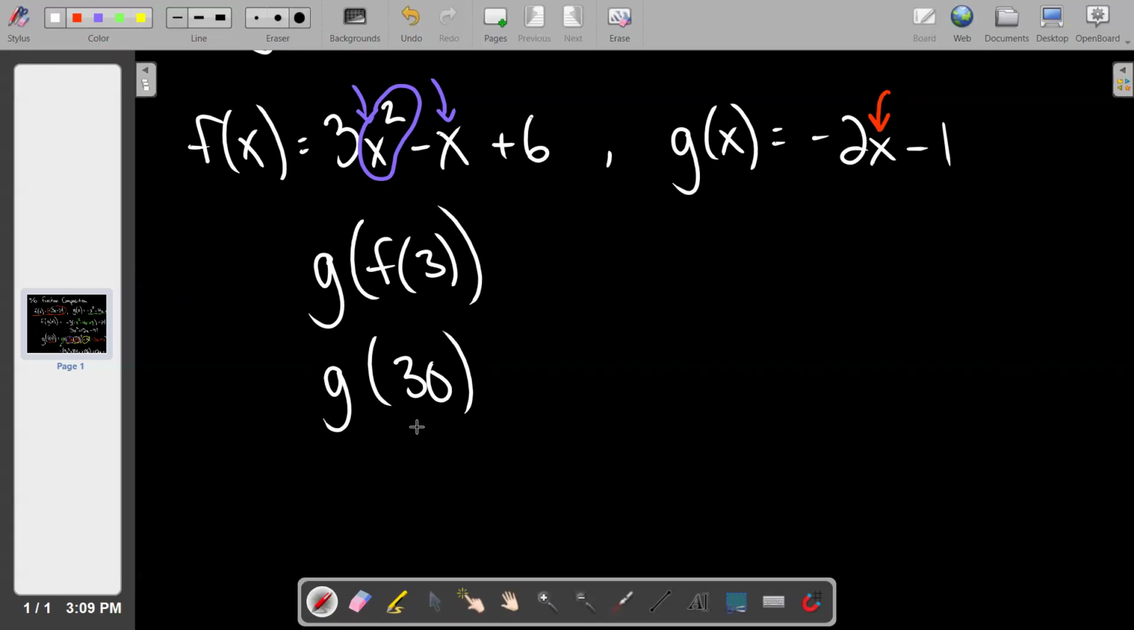And now I'm just going to turn around and feed that output in as my new input, right? And where's 30 going to go? Where the red arrow is this time, because g is my new machine and his input is the 30. If you put a 30 where the red arrow is, what's negative 2 times 30? Negative 60. And what's negative 60 minus 1? So we can say that g of f of 3 is negative 61.